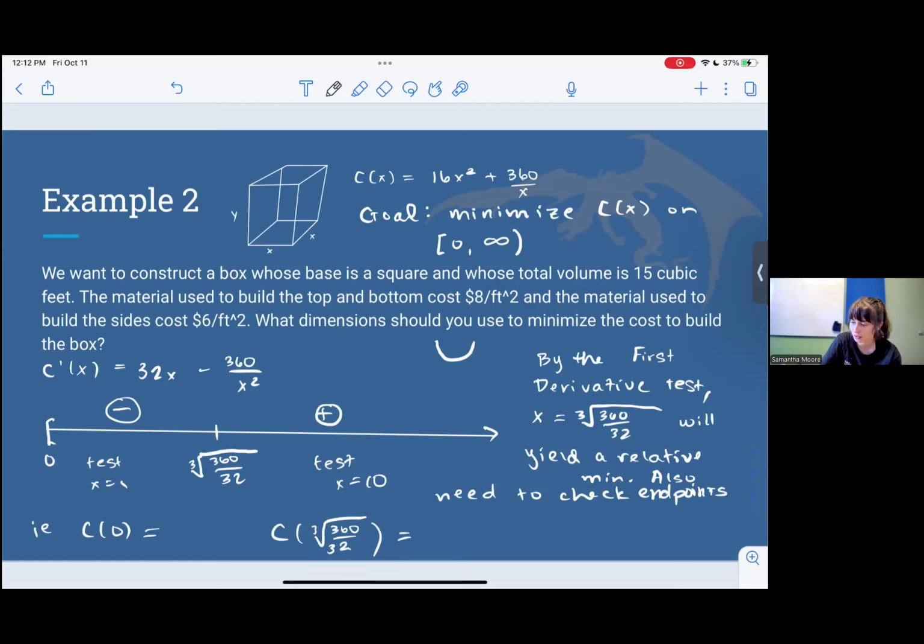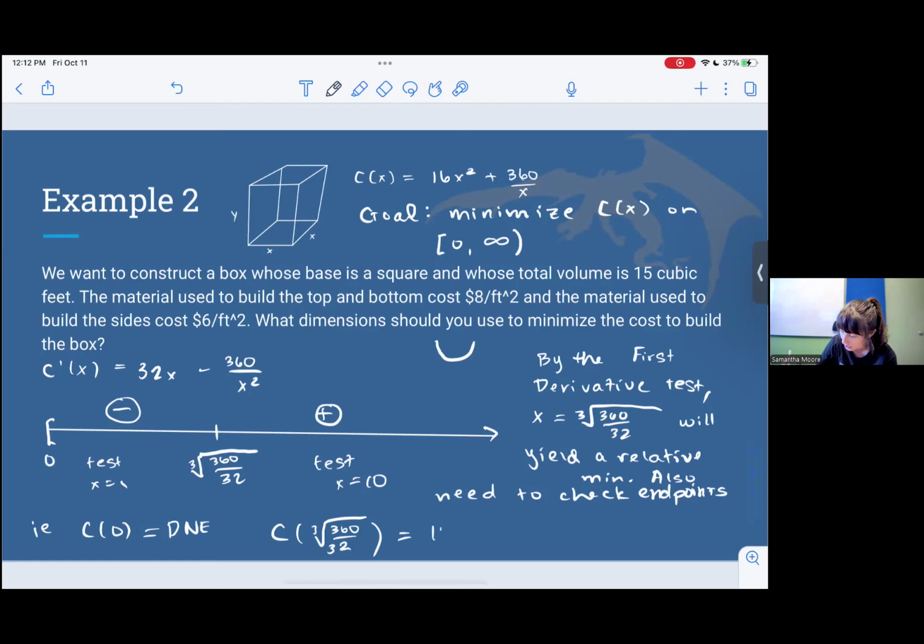Well, turns out cost at 0 is not defined. Again, remember we're looking at cost of 0, not c prime. But this 360 over x, this just doesn't even make sense. So we actually can't even really think about our endpoint. And that makes sense. A box with a length of 0 is not actually a box we want to build, right? So the minimum cost is really going to be given by plugging in the cube root of 360 over 32.